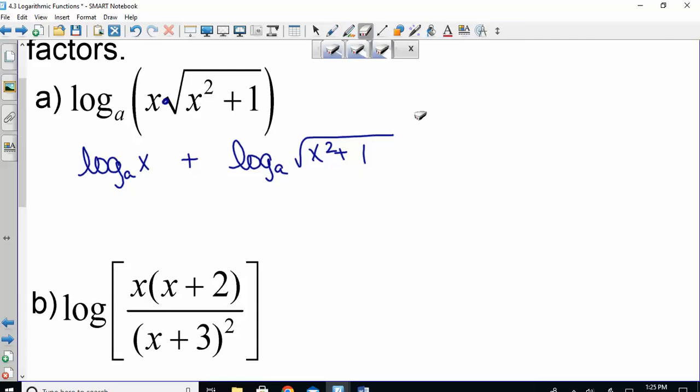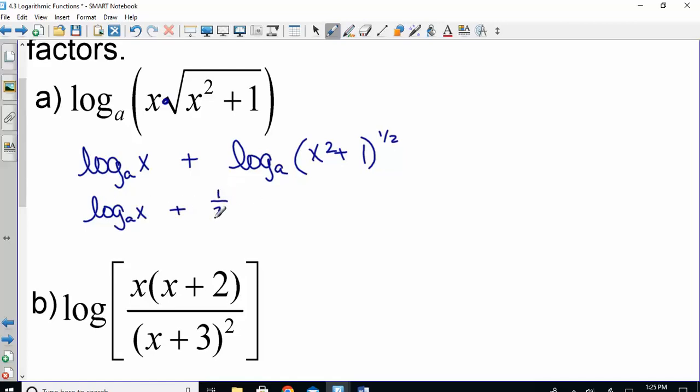A square root is the same thing as saying a power of 1/2. And if you have a power, where can you bring that? To the front. So we have log base A of x plus 1/2 log base A of x squared plus 1. Do we have a rule for breaking apart addition? No, so we're done.